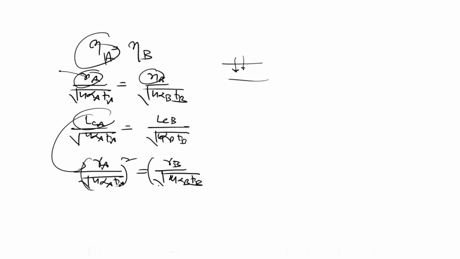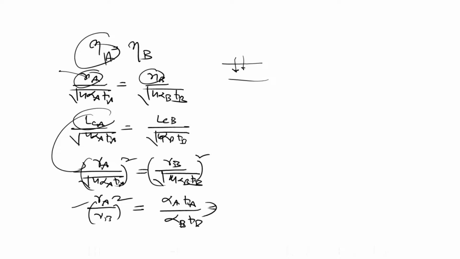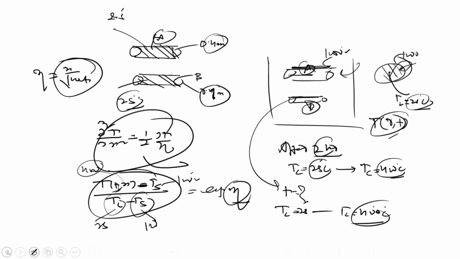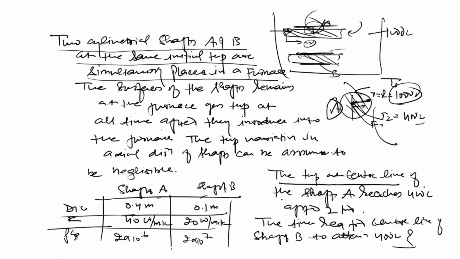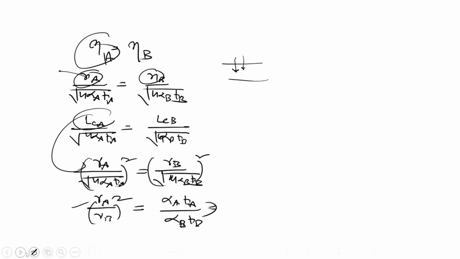If we square here, then RA square upon RB square is equal to alpha A into TA upon alpha B into TB, if I'm right. Then they're asking for the time for B material. What is RA, the value given? The radius for the material A, or diameter you can say. So the ratio of diameter or radius will not change. Yes or no? So 0.4 upon 0.1 pi square.